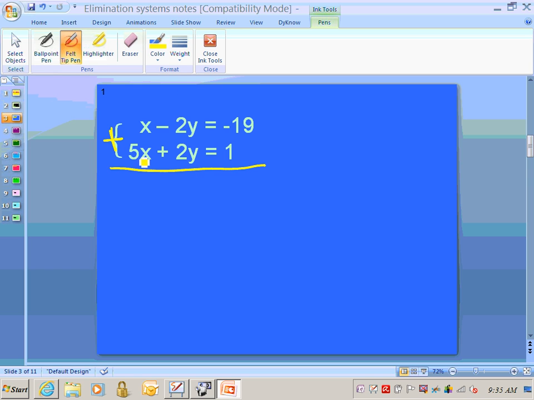So if I do x plus 5x, what does that give me? 6x. Negative 2y plus 2y is 0. So equals negative 19 plus 1 is negative 18. So I actually eliminated my y variable. That's what we're wanting to do. We want to have it where if we add it up, one or both of the variables is going to cancel. So now from here I have 6x equals negative 18. What would I need to do? Divide by 6. Good. Divide by 6. So x equals? Very good.